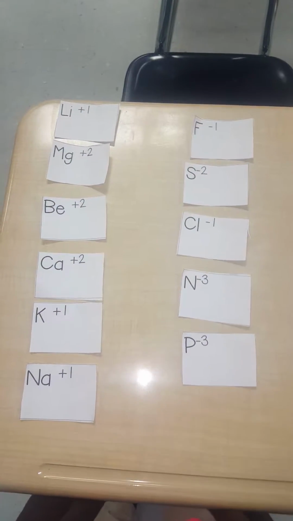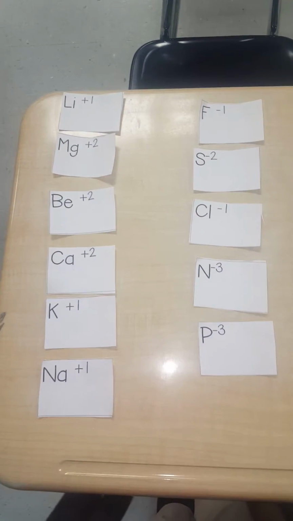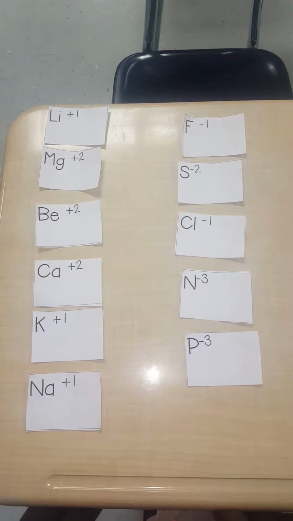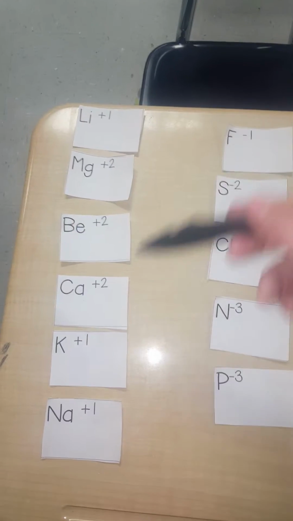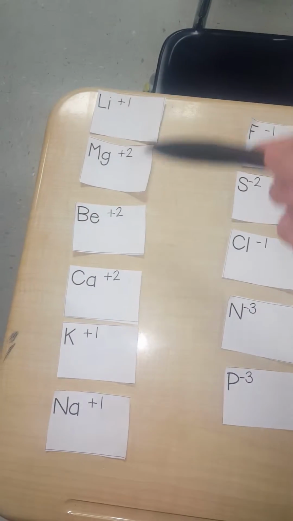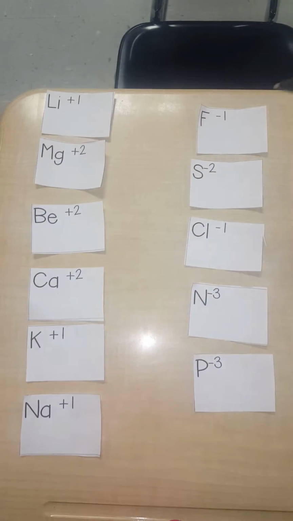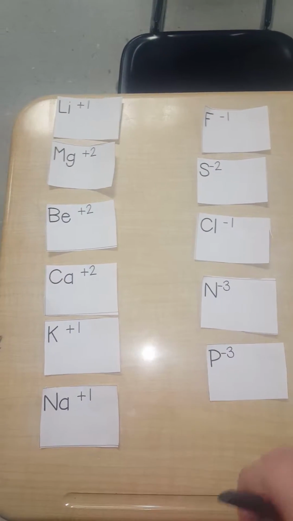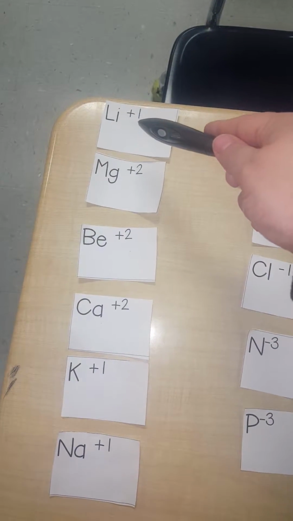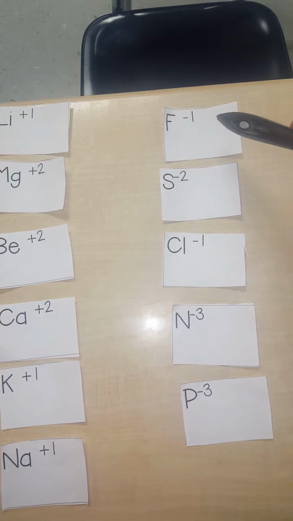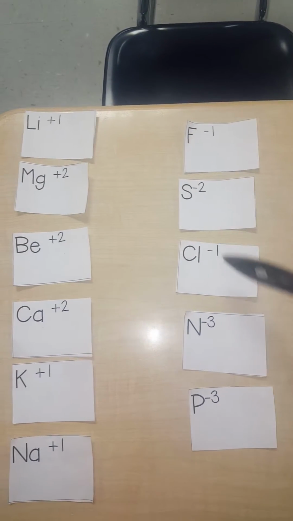This video goes with the naming ionic compounds activity that you have at home. The first thing you want to do is take the cards that I gave you and organize them into two columns. On the left side I have my positive ions, and on the right side I have my negative ions. I know that they're positive or negative by looking at the charge.